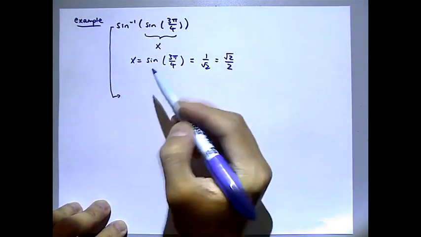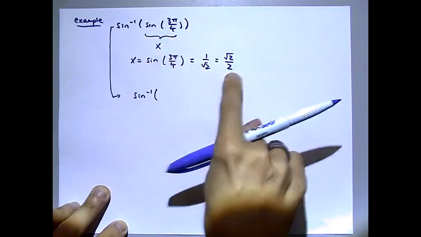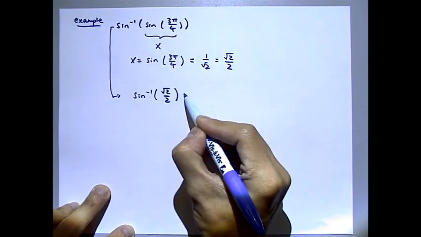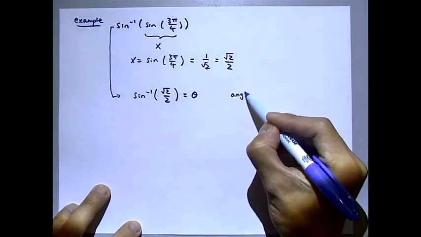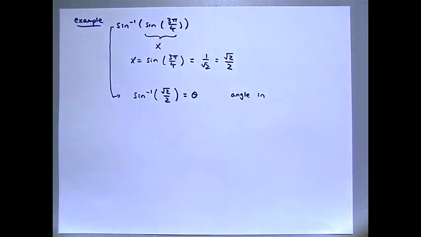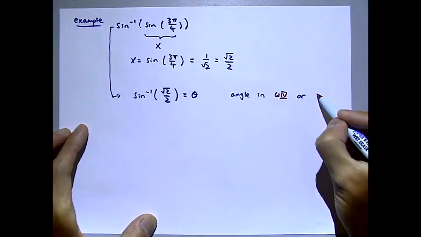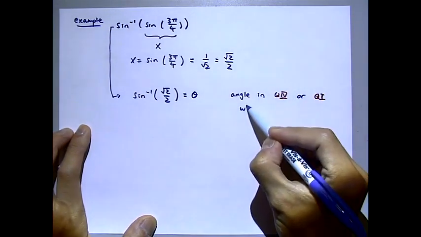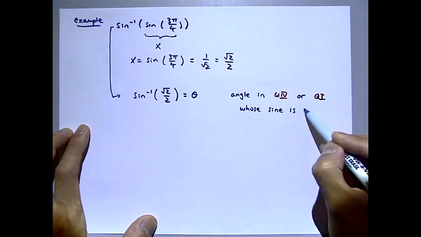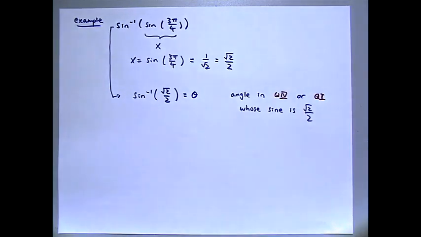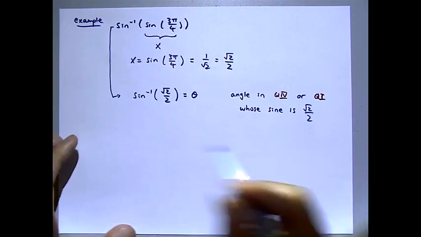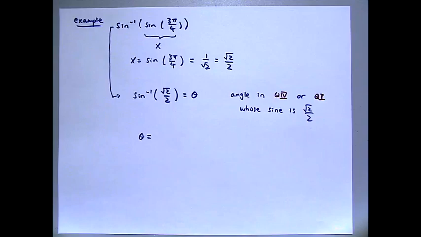Okay, so the new question then is, we're looking for inverse sine of the stuff we found it to be, root 2 over 2. We're looking for an angle. Because we're dealing with the inverse sine, the range can only be in the fourth or the first. So we're looking for an angle in either the fourth quadrant or the first quadrant whose sine is root 2 over 2. Which one is it? First, because of positive sine. And what angle in the first quadrant has sine equal to root 2 over 2?